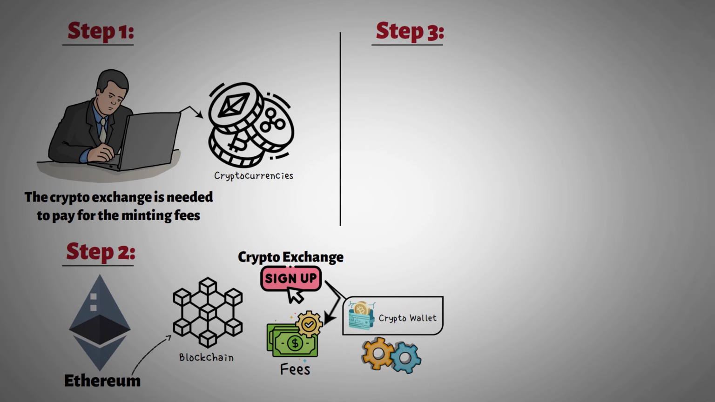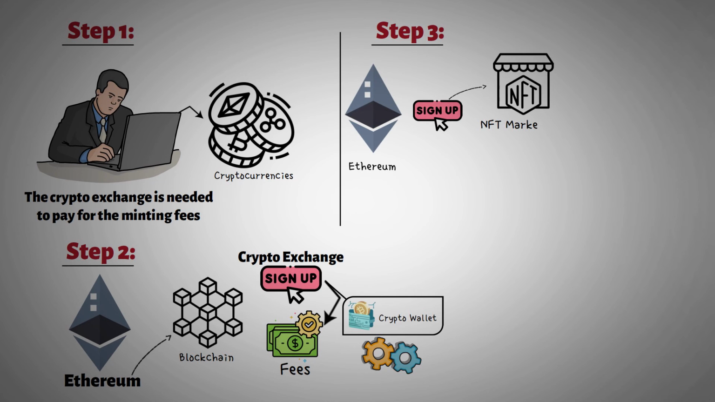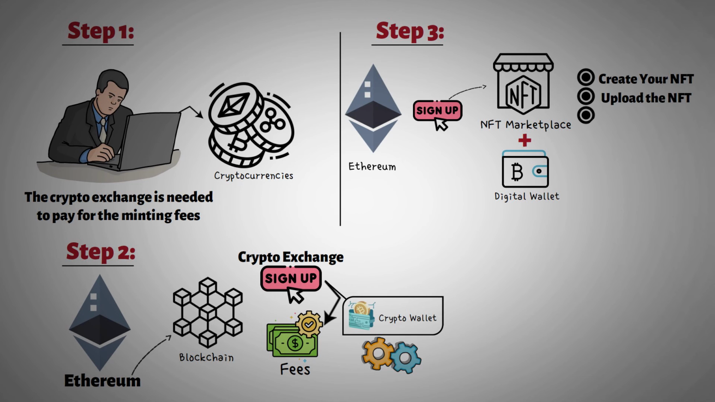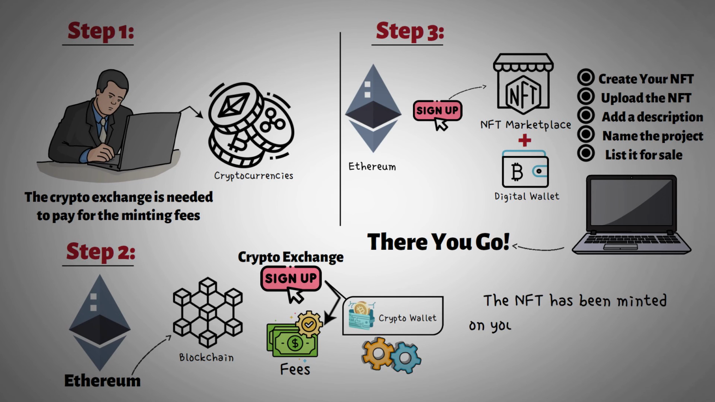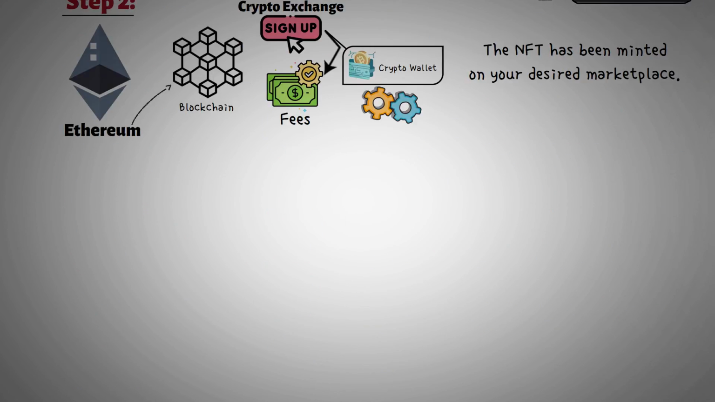Step 3. Send Ethereum to your crypto wallet and sign up for the NFT marketplace of your choice. It is suggested that you instantly connect the digital wallet with the NFT marketplace. Now, create your NFT. Upload the NFT, add a description, name the project, and list it for sale. After that, professionals should complete the on-screen instructions, and there you go. The NFT has been minted on your desired marketplace.